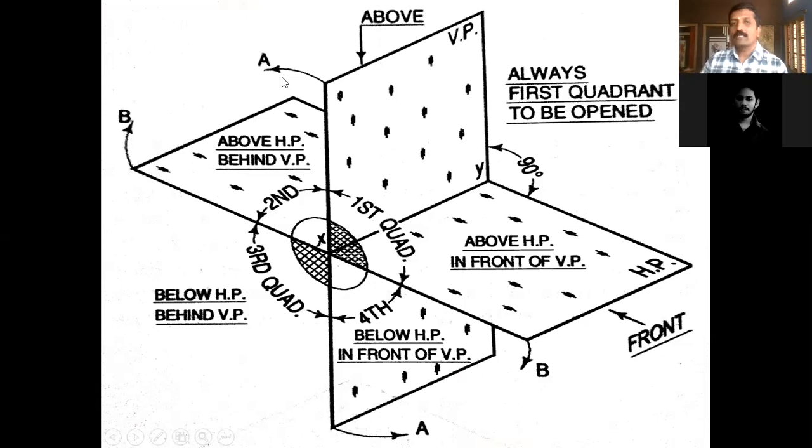For example, see the second quadrant. It's like the observer is standing in the first quadrant. So this is the first quadrant. This is the second quadrant. The observer is standing here. Can you see the object which is placed here?